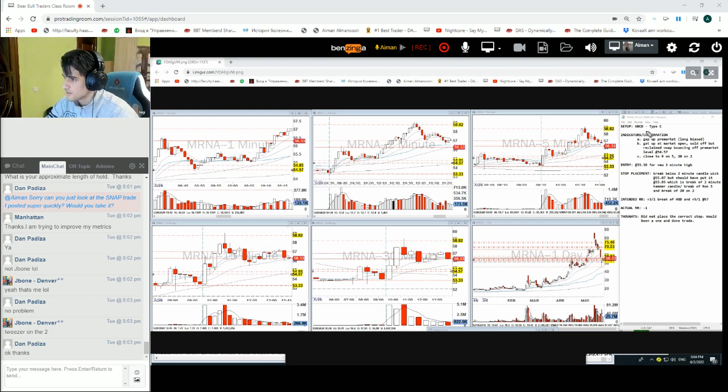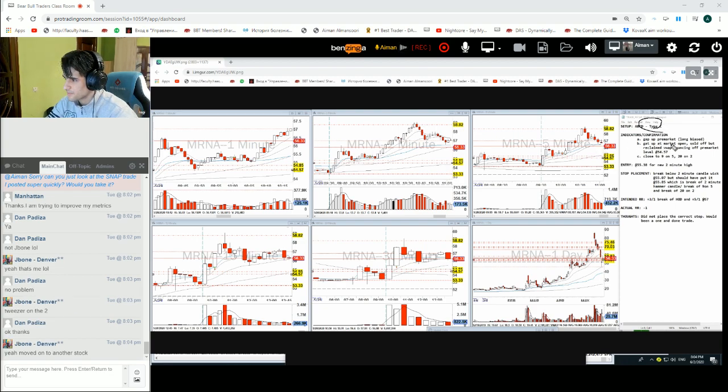ABCD type C, gap at the pre-market, gapped up at the market open, it sold off but reclaimed VWAP, close to the 9-moving average on the 5-minute chart, and I see that. You waited for a new 2-minute high for your entry, which was right there. Intended 3 to 1, but you ended up losing 1 hour. Did not place the correct stop. Would have been one and done trend.